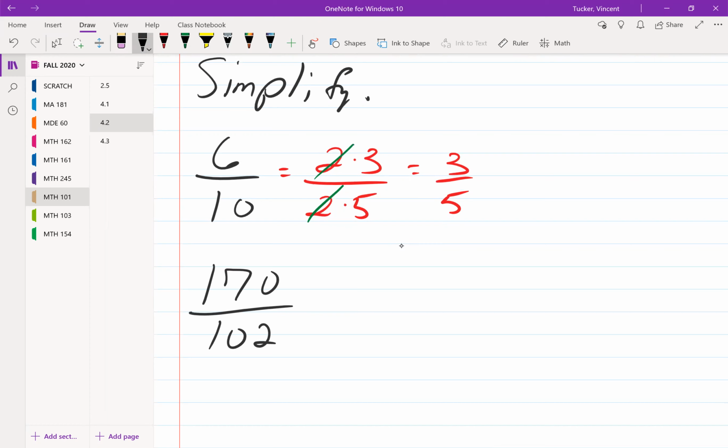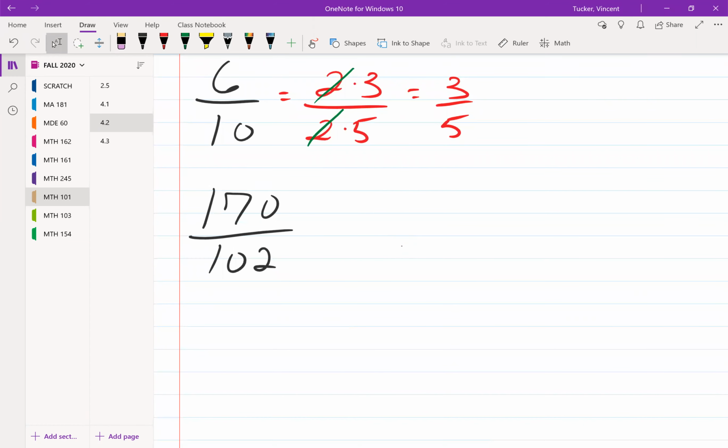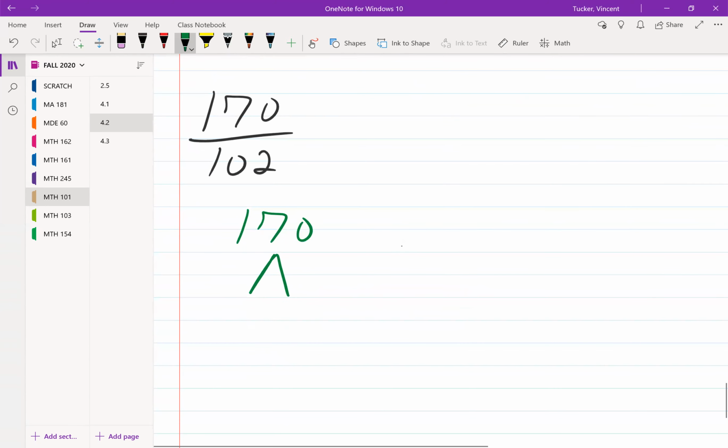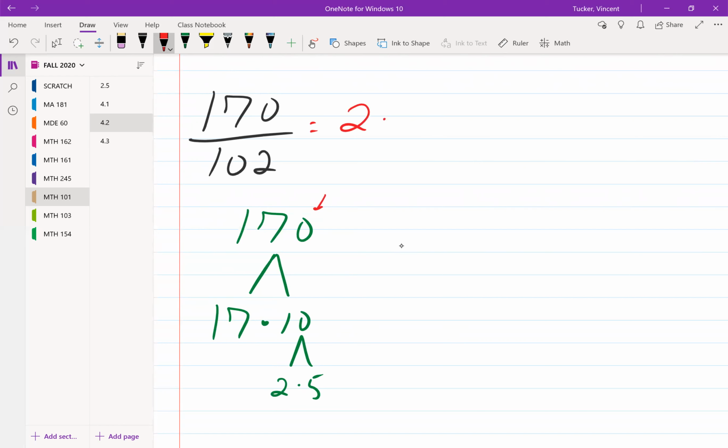(170 over 102). If you're dealing with numbers that may not be as familiar as you would like, you just take your time and create your tree. Remember I mentioned before, if it ends in a 0, that's a multiple of 10. So that's 17 times 10. 17 is prime. 10 is not. 10 is 2 times 5. So that prime factorization would be 2 times 5 times 17.